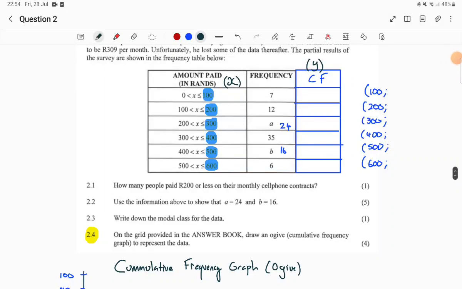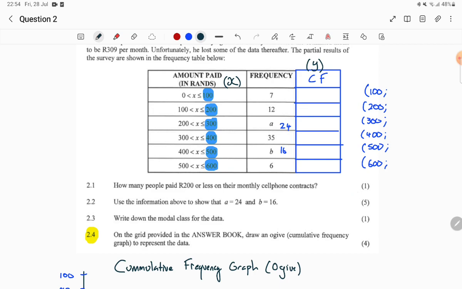Question 2.4. On the grid provided in the answer book, draw an ogive cumulative frequency graph to represent the data. So firstly, you need to understand when drawing an ogive curve, the ranges you're given will be your x coordinate, or your x value, and you would generally always take the upper limit. As you can see, I've highlighted every single upper limit there, and written it down here as your x coordinate for those corresponding points.